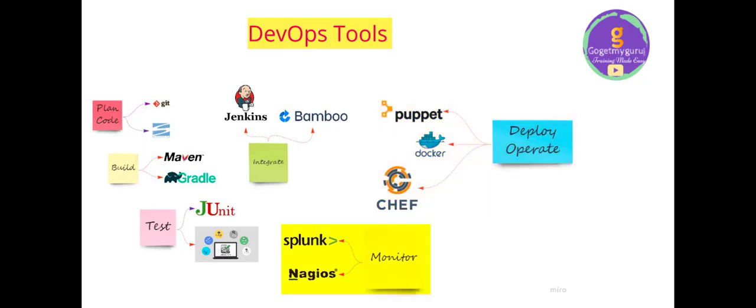And for monitoring, Splunk and Nagios tools are used. And for the integration process, Jenkins and Bamboo tools are used. These are the commonly used tools in the DevOps lifecycle. Along with these tools, we even have some extra tools in the DevOps lifecycle.